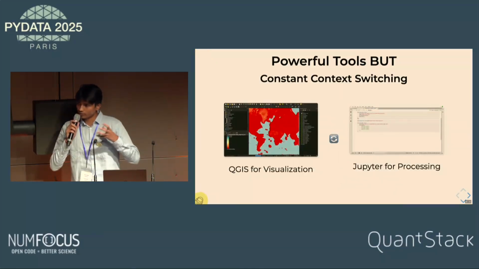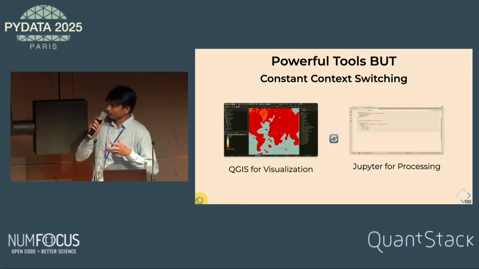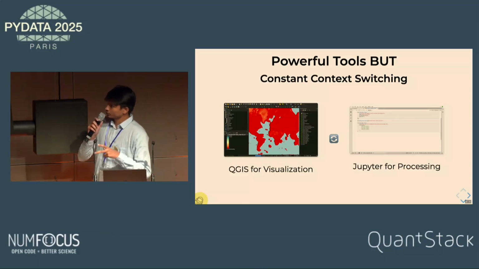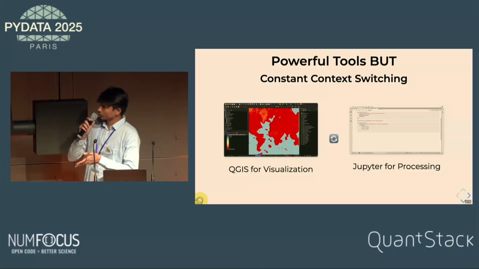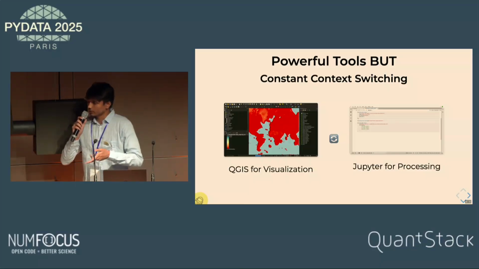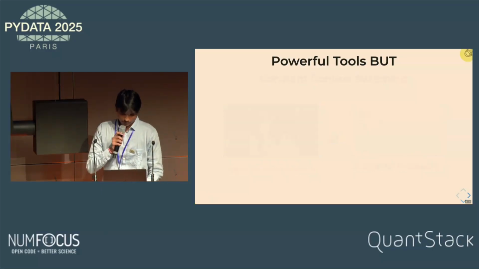And when you are working with the scientific Python ecosystem or any scientific environment, you have to do a lot of context switching between these tools and your work environment. So you are going back to QGIS for visualization, then you are doing processing and come back to Jupyter, and then you are going back again to QGIS. So it breaks your momentum, obviously.